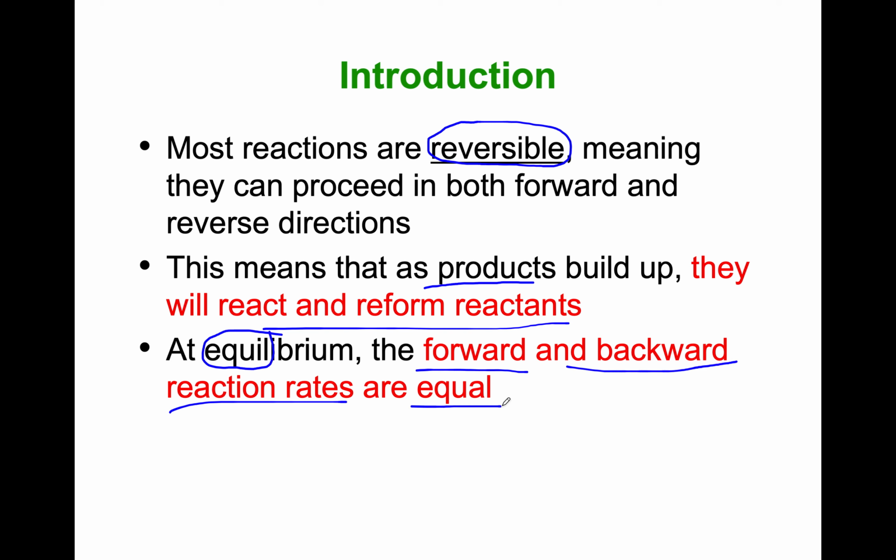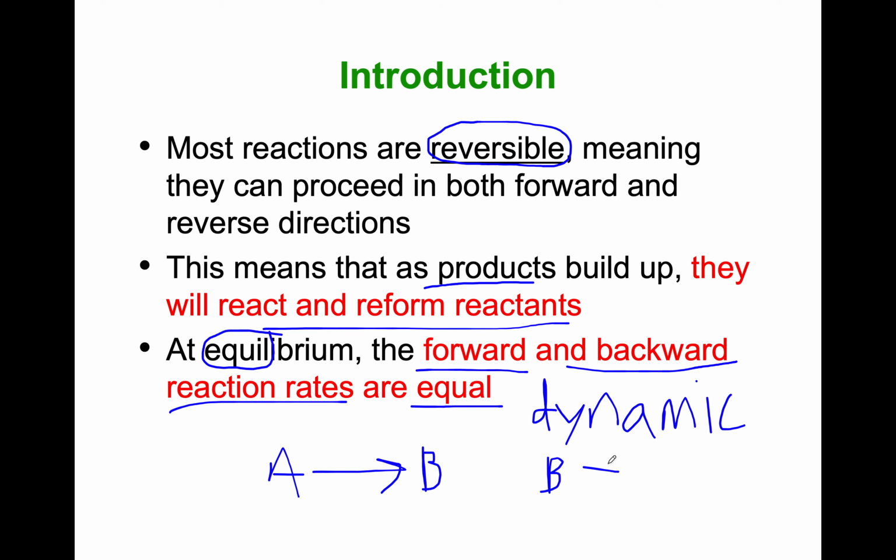Those rates are equal, so what's happening is the amount of reactant and the amount of product isn't changing, because when A turns into B, guess what? B turns into A at the same rate. So it looks like nothing is happening, but I really want to emphasize this is dynamic. You constantly have reactant A turning into B, and you constantly have B turning into A. So that's why we say, well, let's just do it in one. That's a double arrow. That's your equilibrium situation. Rates forward and backward are equal.